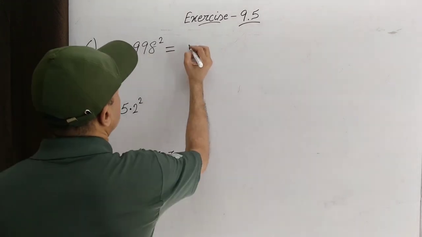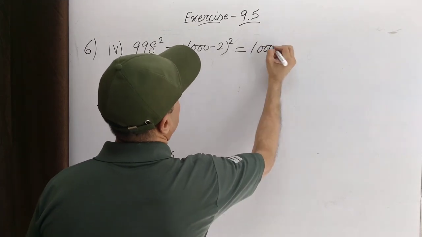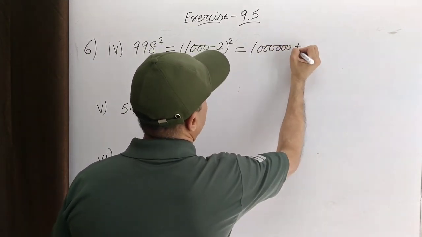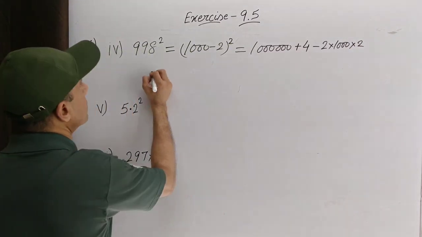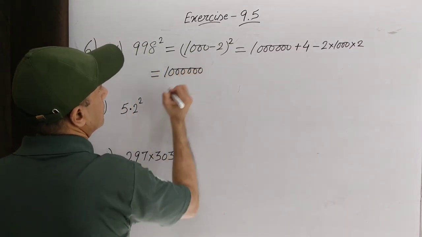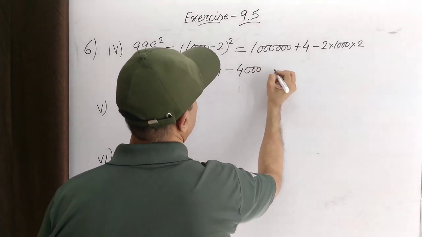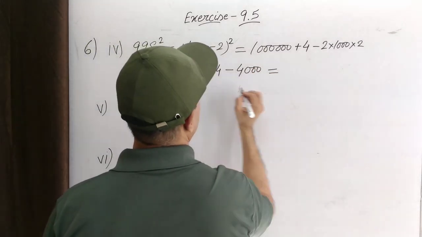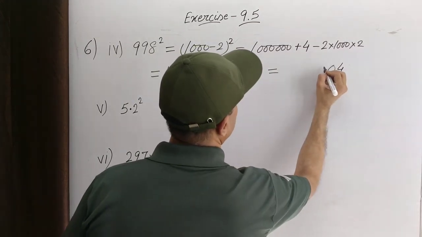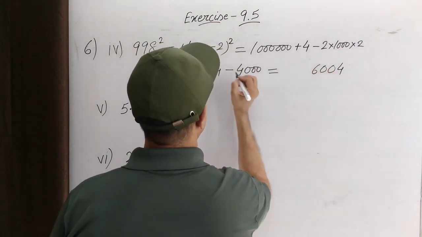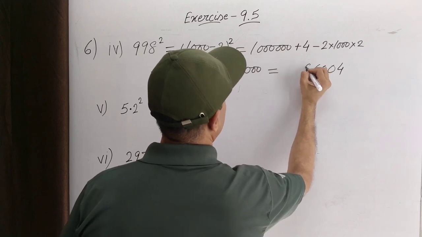So we can write this as 1000 minus 2 whole square. This is equal to 1000 square plus 2 square minus 2 into 1000 into 2. So we get the value as 4 minus 4000, and this is equal to 4. That's 4 in the unit place, and we have 0, 0, and a 6, and 4, 9.